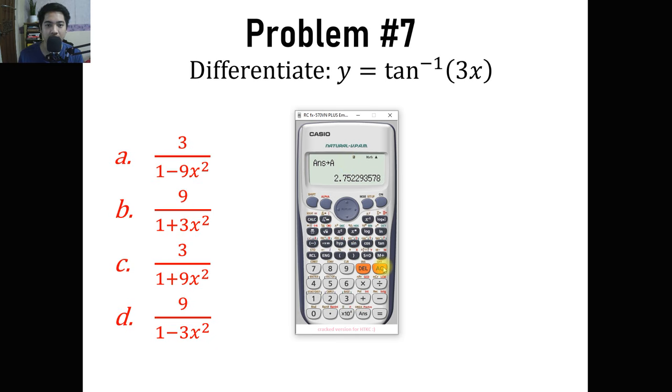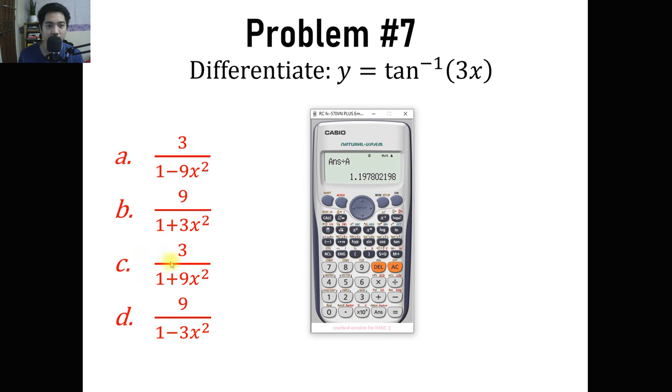So, for letter A, we have 3 all over 1 minus 9x squared. So, calculate using 0.1, and compare it with the variable A by dividing it. And it's not equal to 1. So, let's proceed with letter C.